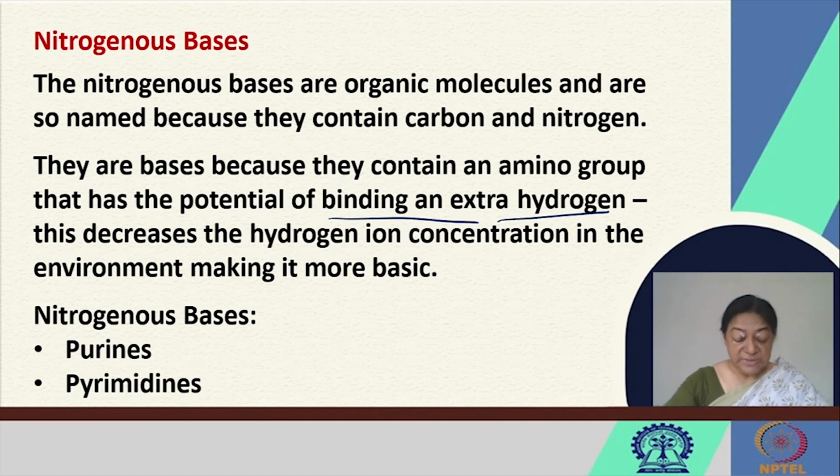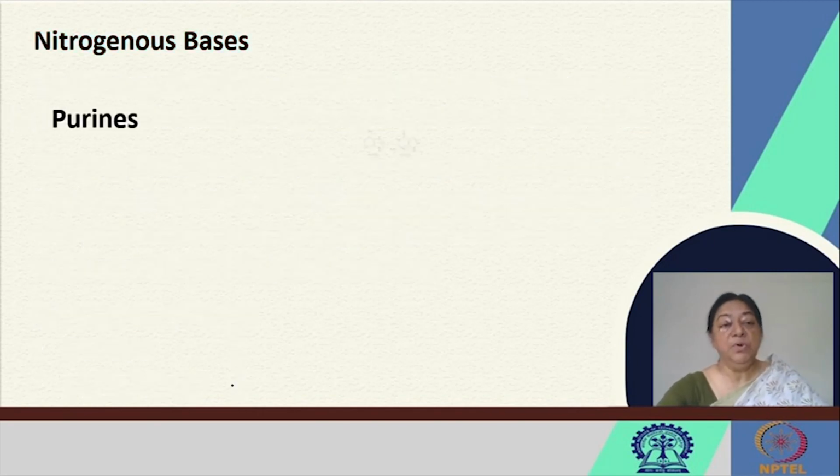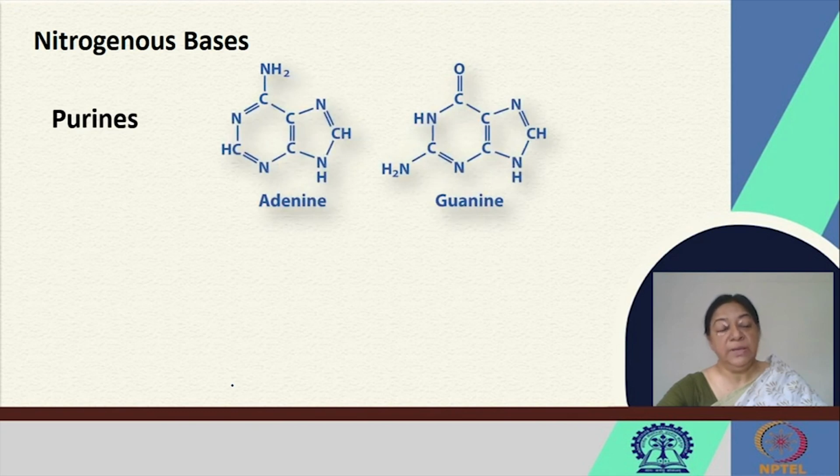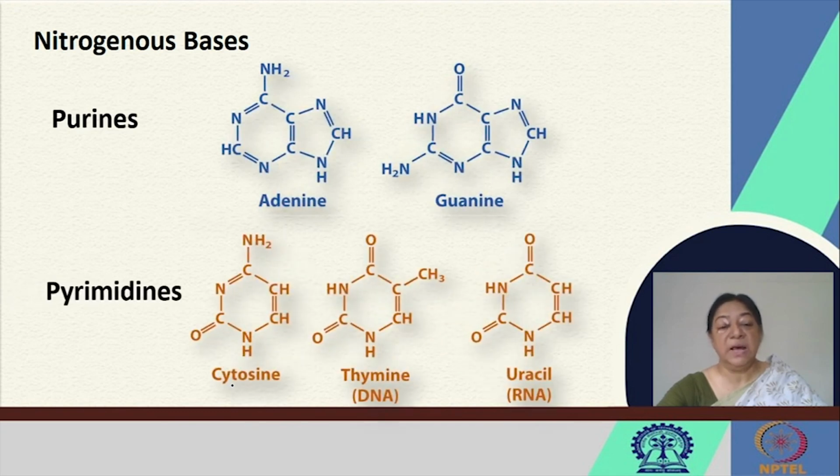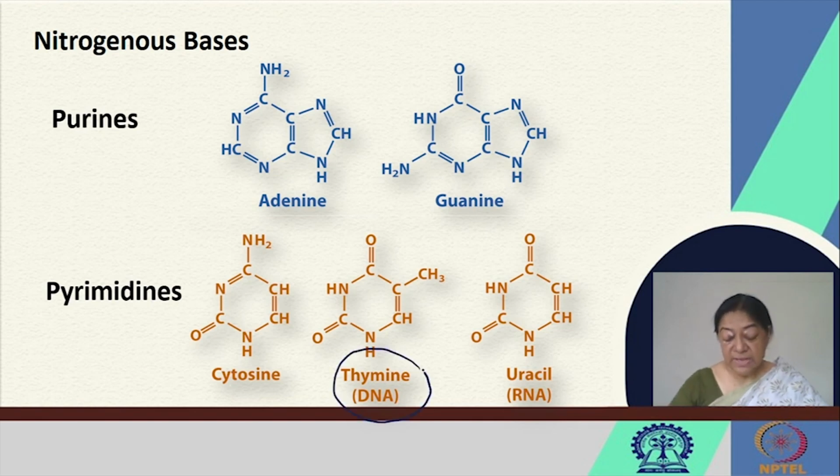The nitrogenous bases that we have are the purines and the pyrimidines. The purines are adenine and guanine, and the pyrimidines are cytosine, thymine, and uracil. And thymine is specifically present in DNA, and uracil is present in RNA. So each of these nucleic acids have their own characteristic properties.